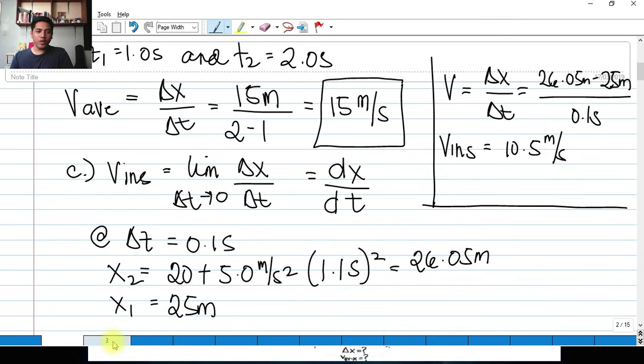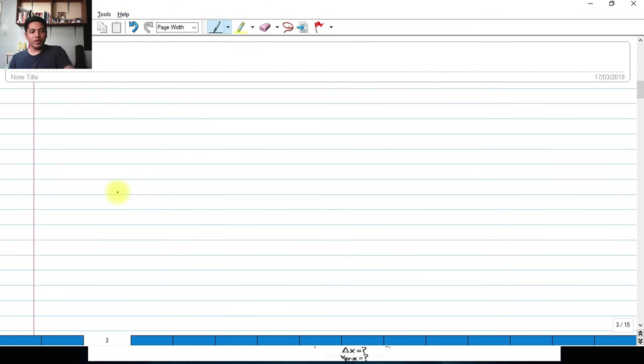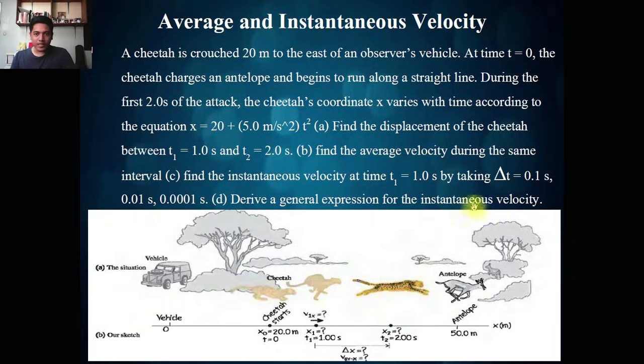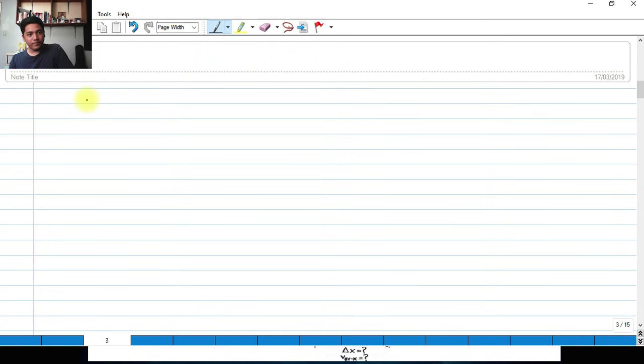Okay, let's see what will happen if we take, again, because the problem is actually asking, delta t equal to 0.01 seconds. As you can see, the delta t approaches 0. If we let the delta t approach 0, then we will definitely get an answer that is most accurate to find the instantaneous velocity.